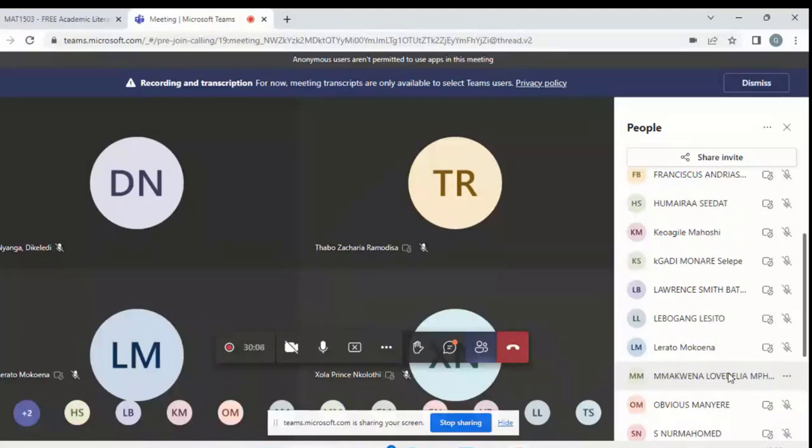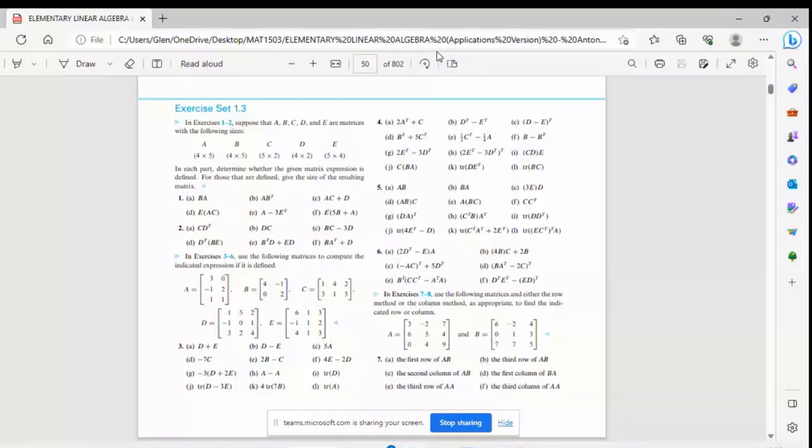What number are you taking? Number 4H. All right. 4E is Ola. 4F is Tabo. And then 4H is Makwena. The rest of us are working on them so that we can double check, so that we can verify our answers with them.